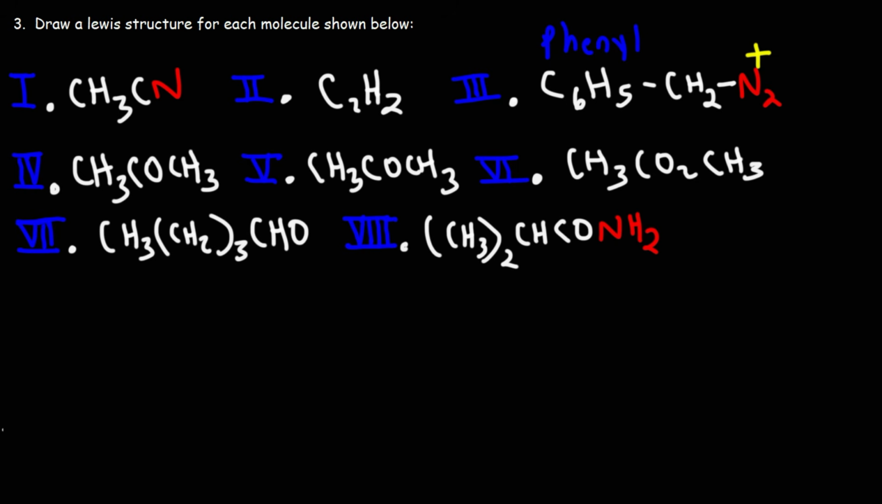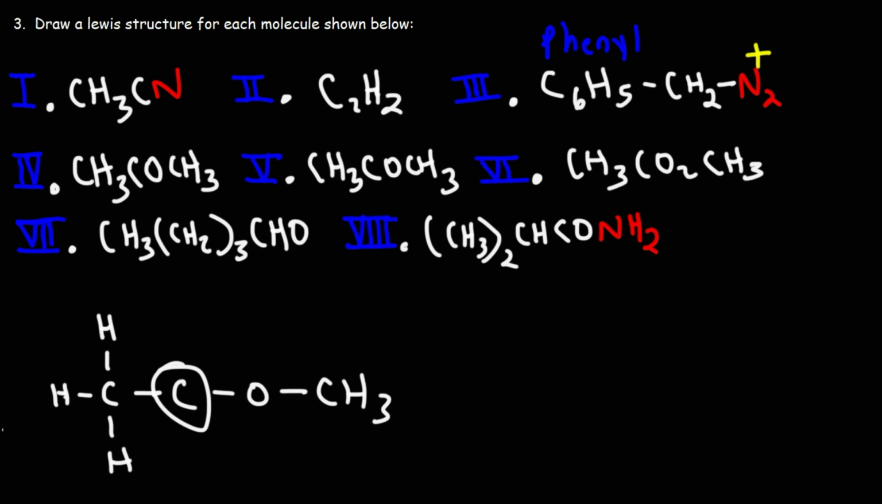Now let's move on to number 4, CH3COCH3. So drawing it from left to right, we have a CH3, a methyl group, which looks like this. Then we have a carbon attached to an oxygen. We can't draw it like this because this carbon won't have 4 bonds. The only way to make this work is to make a double bond with this oxygen.